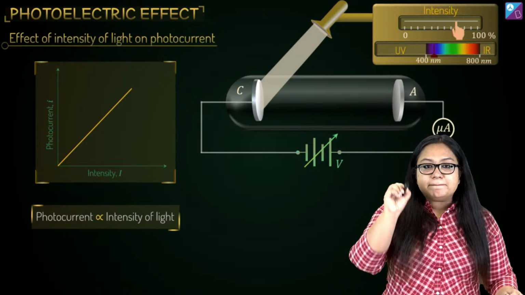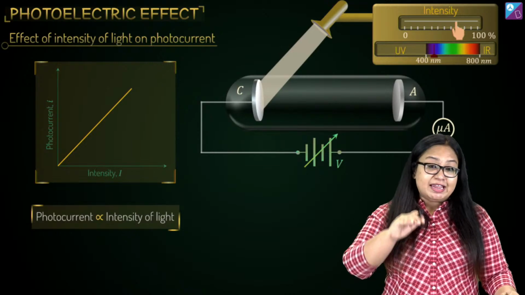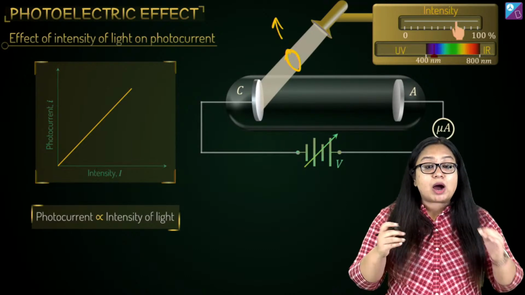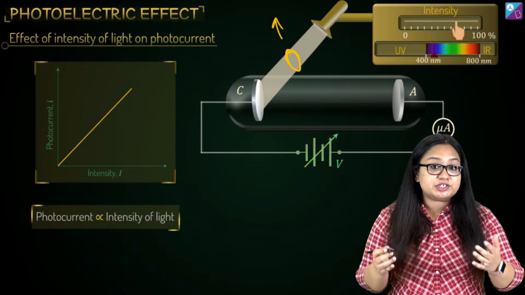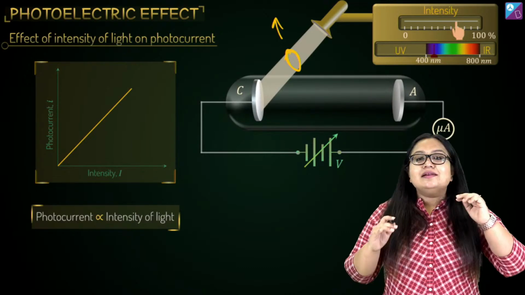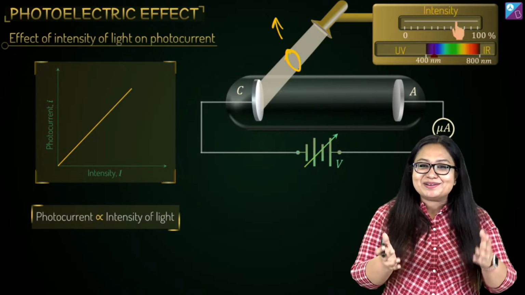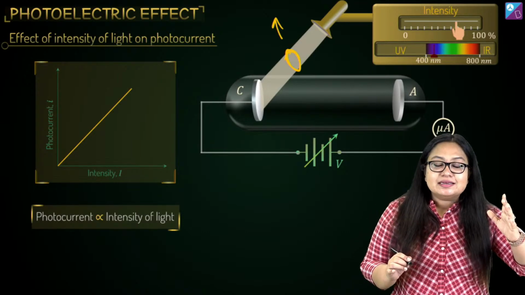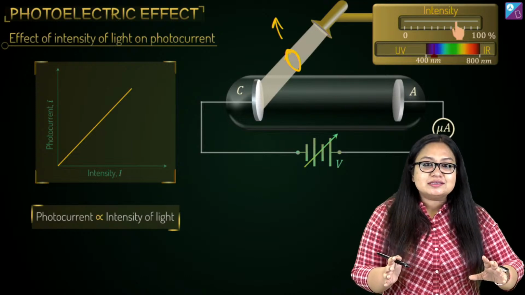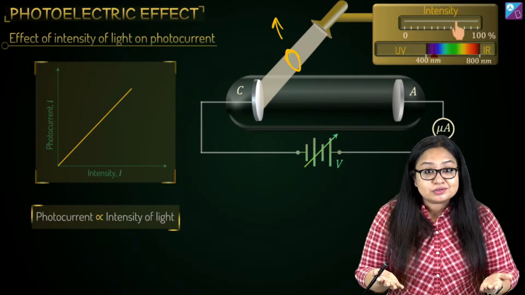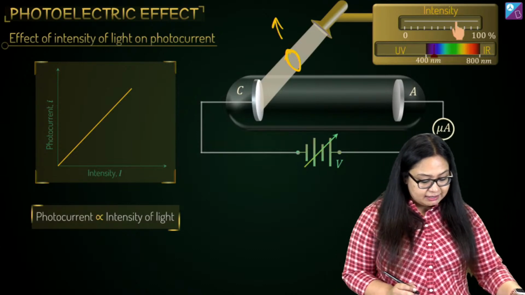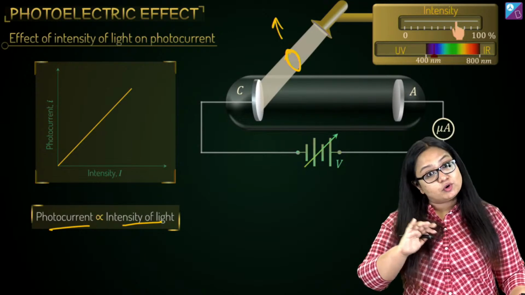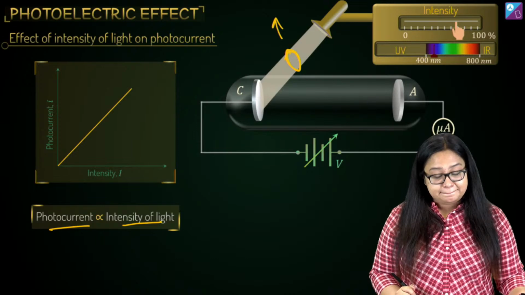Intensity is energy per second per unit area. So if I increase intensity in this beam of light, I am increasing the amount of energy coming out per second per unit area. That means the number of photons per second per unit area is going to increase. Photon flux is going to increase. If the number of photons increases, these photons will eject more electrons. So I can say that photocurrent is directly proportional to the intensity of light. If you keep increasing intensity, photocurrent will increase. Okay? Alright.